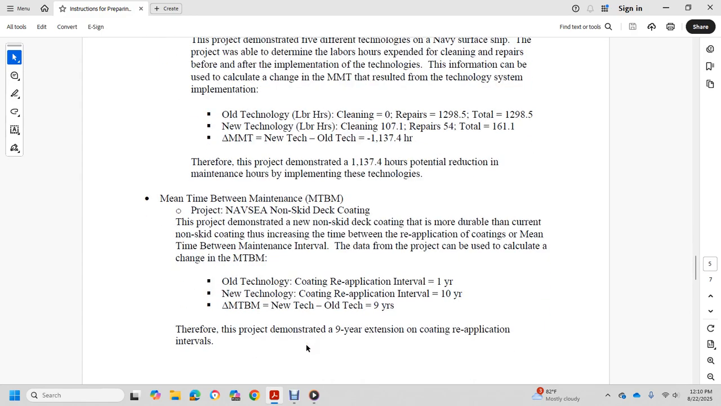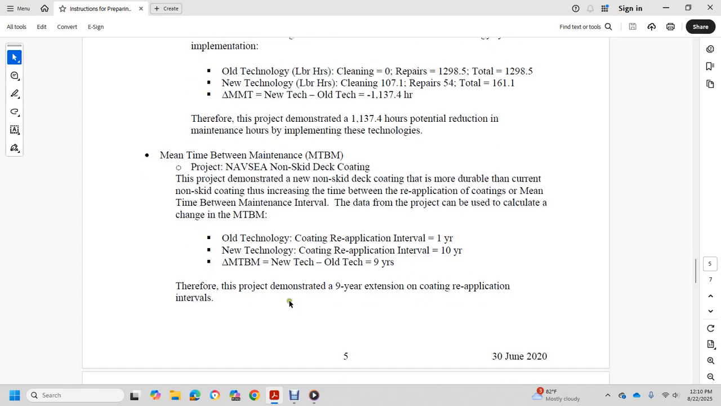Mean time between maintenance: for the project with the non-skid deck coating, the demonstrator showed a more desirable coating with a longer time between reapplication of the coatings, meaning a longer maintenance interval. The project could be used with the calculator for maintenance time. Mean time between maintenance equals the old technology reapplication interval compared with the new technology reapplication interval; the equation is the new time minus the old time. Therefore, the project demonstrated an extension of years in the coating intervals.